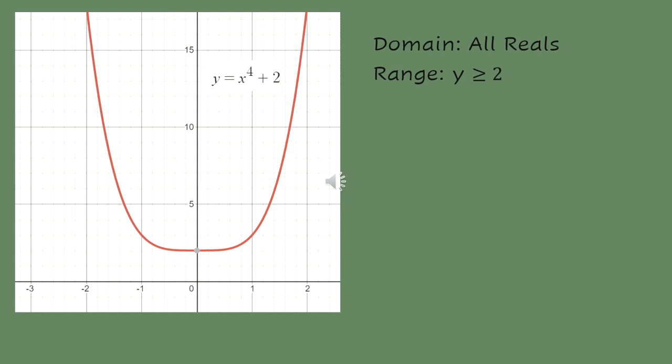So domain, all real numbers, because it's a polynomial, but it's an even polynomial in the sense that the x is raised to an even power. So the range does have a restriction. In this case, the range has a minimum, y is greater than or equal to 2.